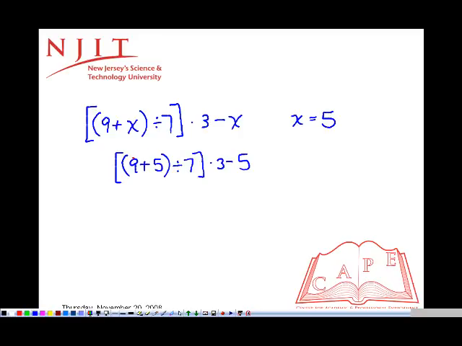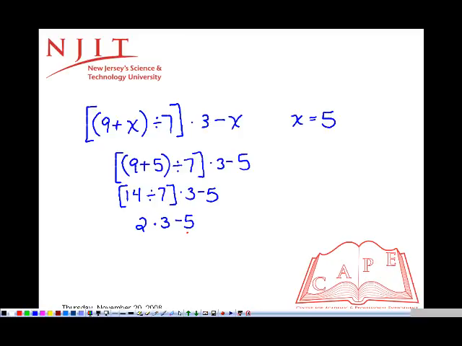So if we look here, the innermost parentheses is for the 9 plus 5. 9 plus 5 is 14. And let's just rewrite everything else. We have 14 divided by 7, close bracket, times 3, minus 5. Now we have to do the next set of parentheses, which is the 14 divided by 7, which is simply 2. So you get 2 times 3 minus 5. Okay, so we took care of all the parentheses.